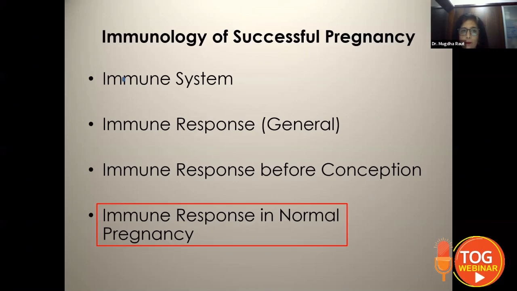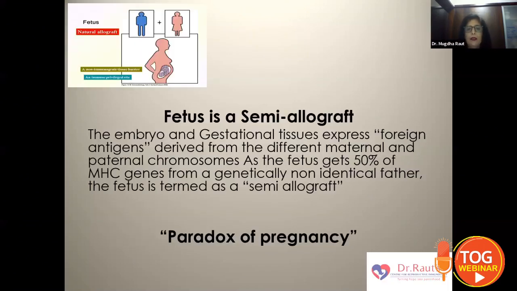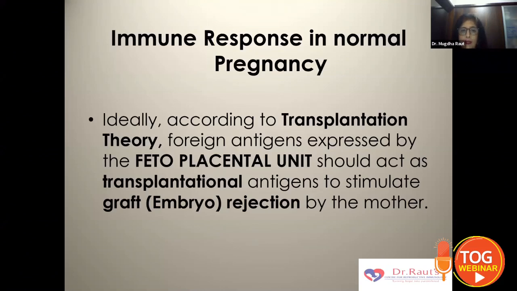So then what is the immune response in normal pregnancy? Next slide. As we all know, the fetus is a semi-allograft. The embryo and the gestational tissues express foreign antigens which are derived from different maternal and paternal chromosomes. As the fetus gets 50% of the major histocompatibility genes from a genetically non-identical father, the fetus is termed a semi-allograft. This is the paradox of pregnancy.